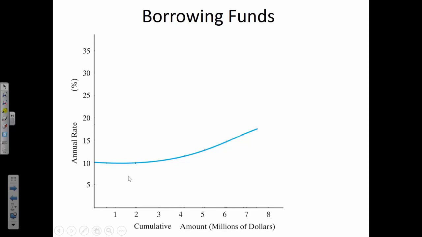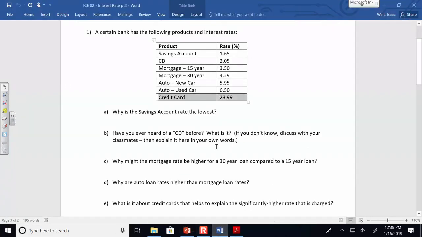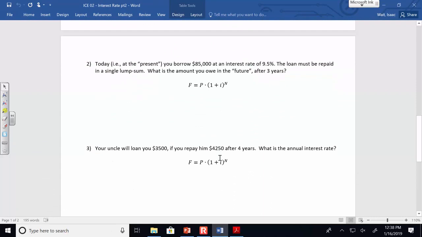Okay, so we're going to come back to this figure on Friday and expand on it a little bit more. On the back side of the in-class exercise I've given you are 2 more questions, and these are calculation questions, just to kind of reinforce what we did in class last time.